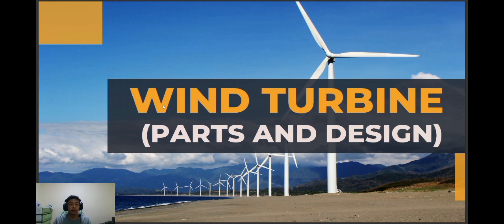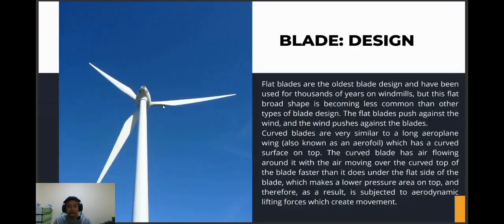Next, wind turbine parts and design. So, blade design. Flat blades are the oldest blade design and have been used for thousands of years on windmills. But this flat, broad shape is becoming less common than other types of blade design. The flat blades push against the wind and the wind pushes against the blades.